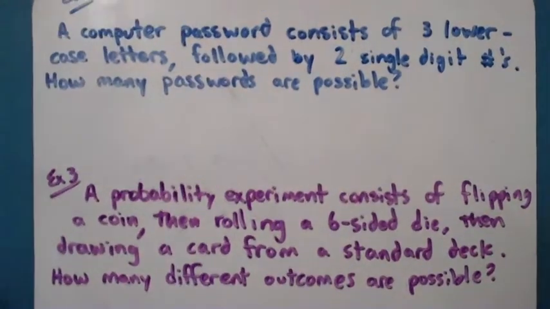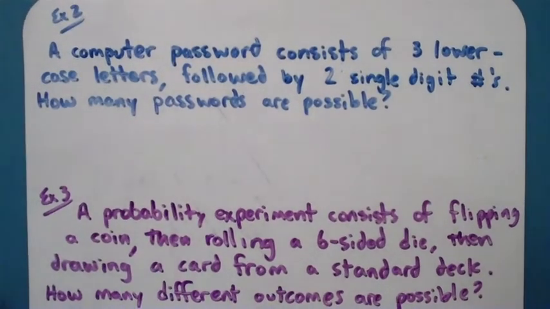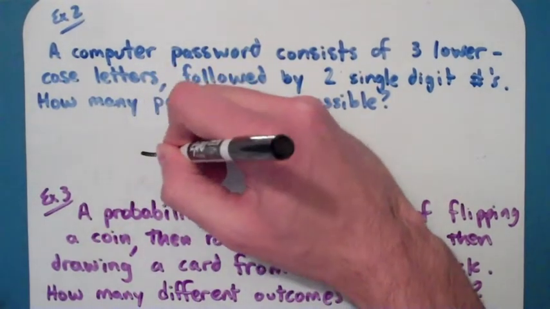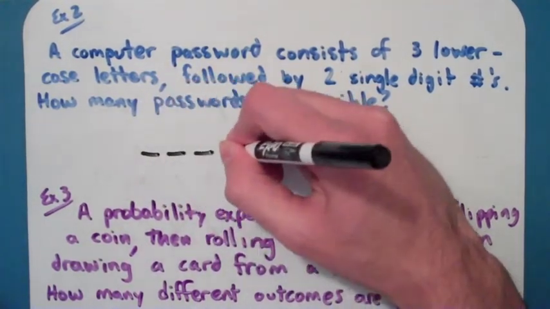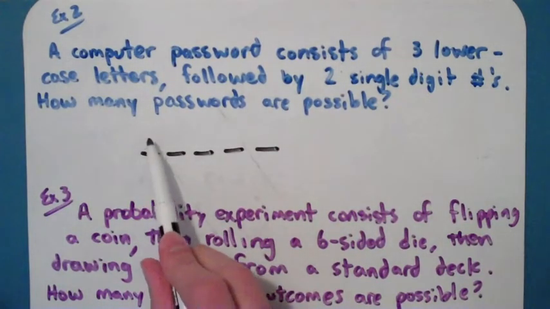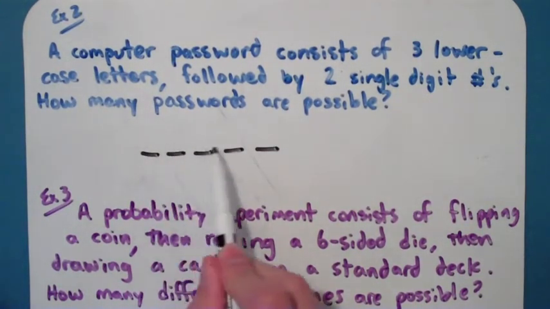These next 2 are ones that definitely wouldn't work out very well if you're just listing out your choices because the problem is just too big. We're going to look at a computer password for this one, consisting of 3 lowercase letters followed by 2 single-digit numbers. So altogether, there are 5 categories in this one. If you picture, like you're going to type in your password right there, each letter of the password is like a different category. I have so many choices for this one, so many for this one, etc.